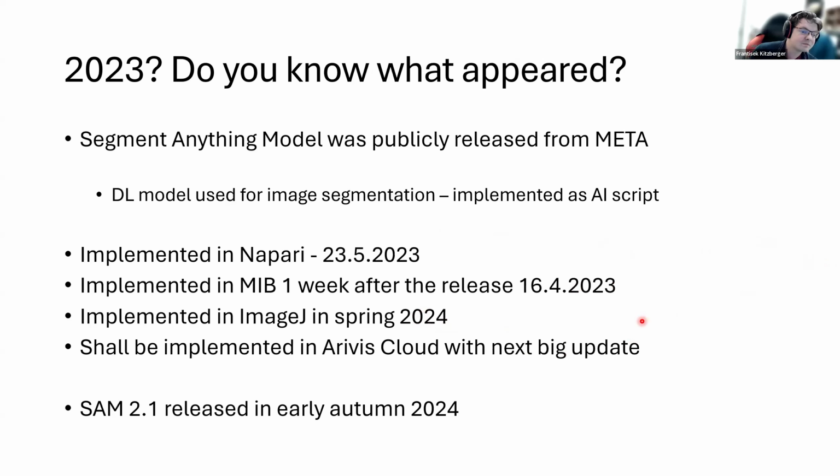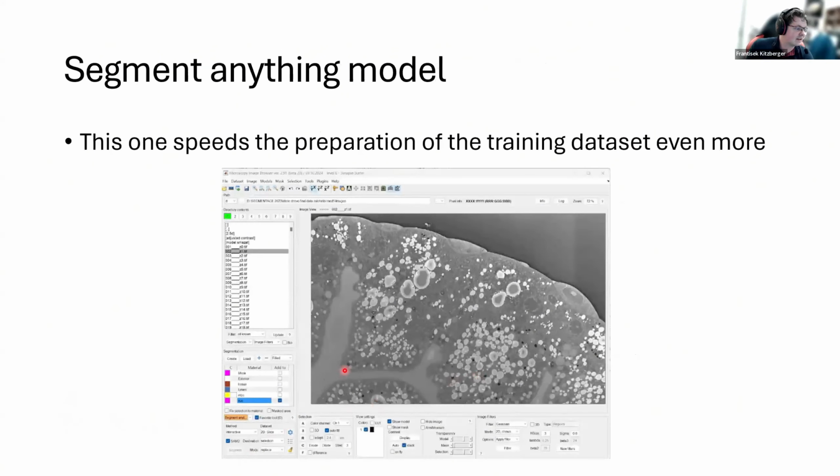And then you can see that, for example, paid software such as Arivis Cloud should have it implemented in the next big update, because it's still being worked on. And now, what is the best part, the network was not only released, but developed. And now, for example, Segment Anything 2.1 is really, really fast and really user-friendly, as you can see here. If we had this tool in our possession when we started the segmentation, this is how the preparation of the training data set would probably look.